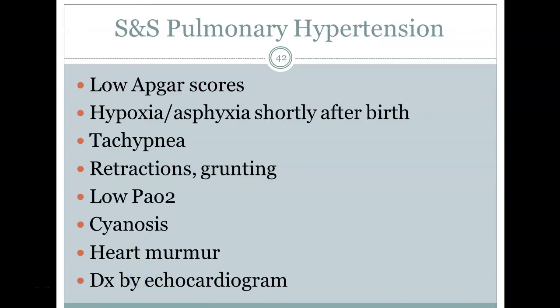Signs and symptoms that you may have a baby with pulmonary hypertension would be low APGAR scores at birth, hypoxia or asphyxia shortly after birth, tachypnea, retractions or grunting, a low PaO2, cyanosis, a heart murmur that's noted, or it can be diagnosed on an echocardiogram.